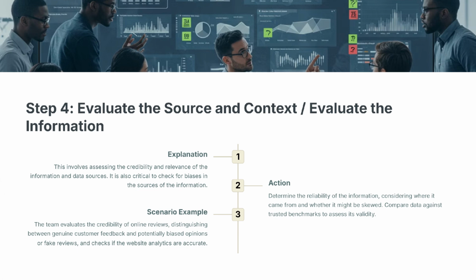Step 4 is about evaluating the source and context of the information. Here, the focus is on assessing the credibility, relevance, and reliability of the data you've collected. It's also critical to identify and account for any biases that might affect the information. The action involves determining where the data came from, whether it's trustworthy, and if it aligns with other reliable benchmarks. This step ensures that your conclusions are based on accurate and unbiased information.